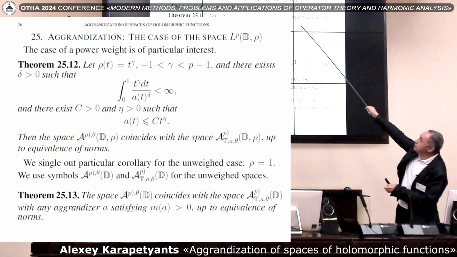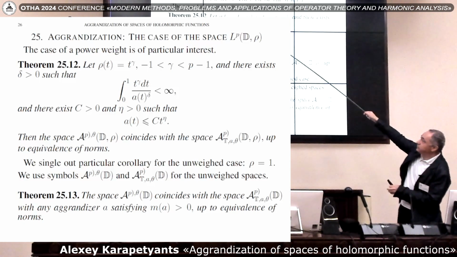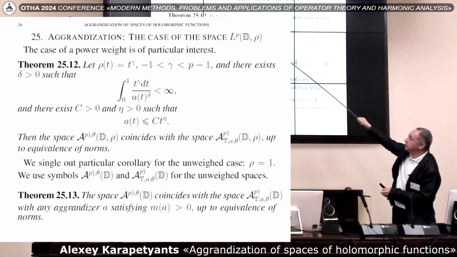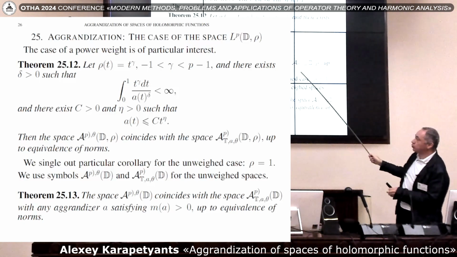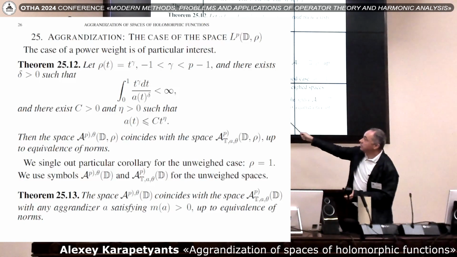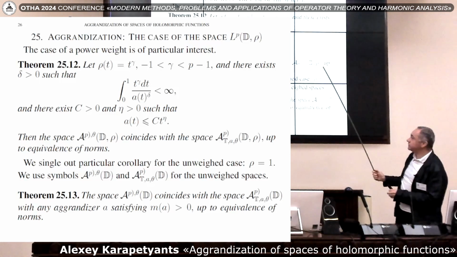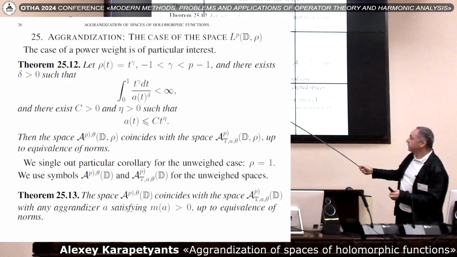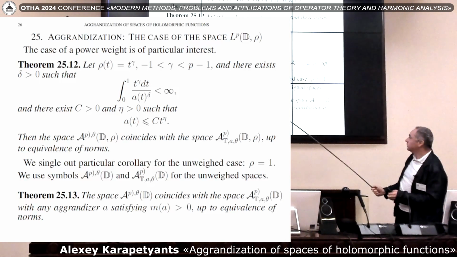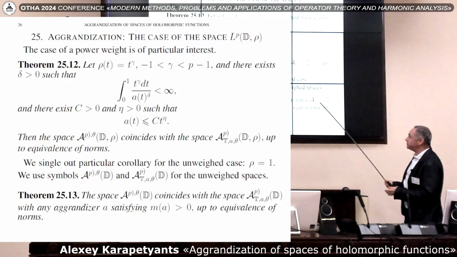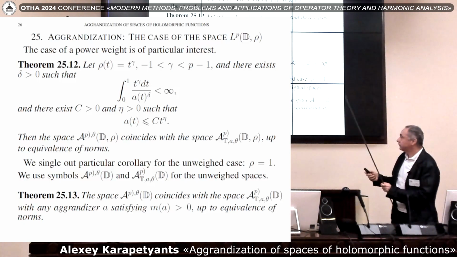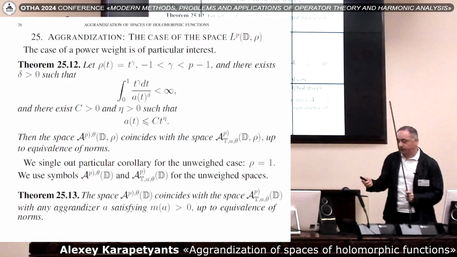In the case of power weight, we can just reduce the above conditions to these two simple conditions, and we have coincidence after norm equivalence. Now, under these two conditions, we have coincidence of the classical space and our aggrandized space. And of course, as a corollary, if you take an aggrandizer with positive Orlicz-Matuszewska index, then with an arbitrary such aggrandizer, we have a space equivalent to the classical one. With arbitrary. So you can take what you want for your particular needs.